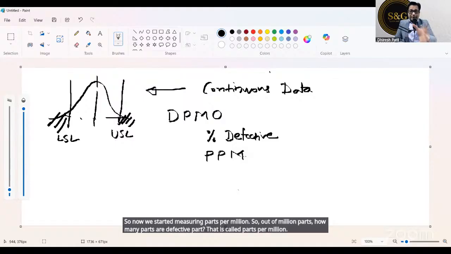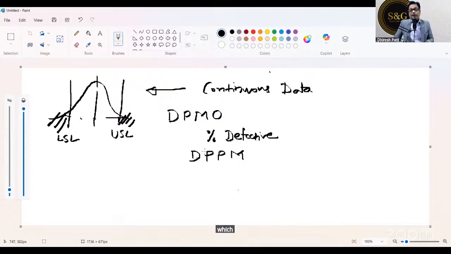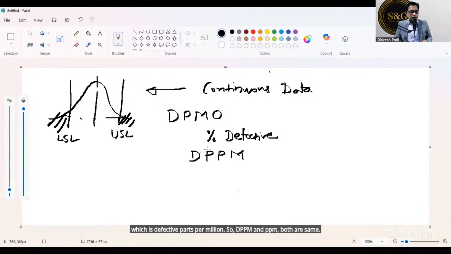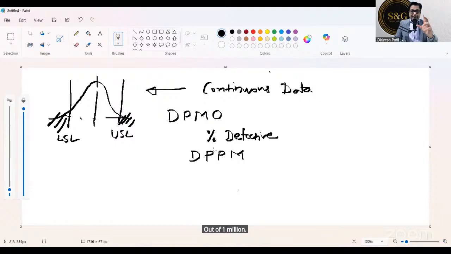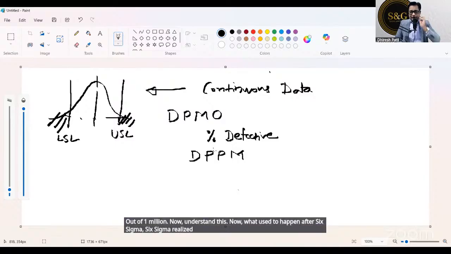Parts per million, ppm, is also called dppm, which is defective parts per million. So dppm and ppm are both the same. Out of 1 million takeoffs, how many takeoffs are delayed? That is called dppm. Out of 1 million surgeries, how many surgeries failed? That is called dppm. Now understand this. After Six Sigma realized something very interesting.